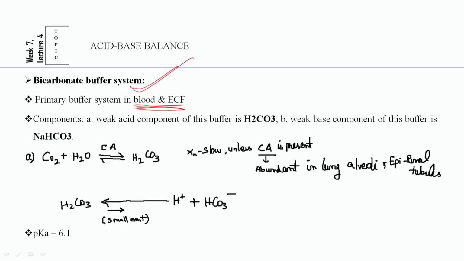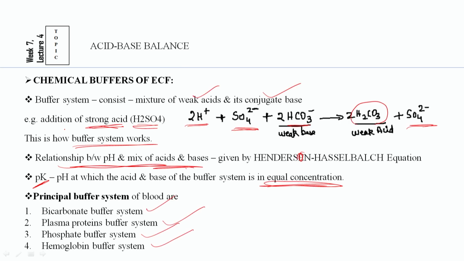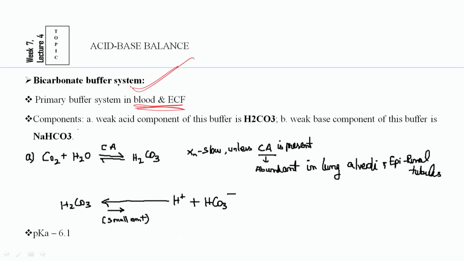Then what are the components? You can see in the bicarbonate buffer system there are a weak acid as well as a weak base. In the last slide I told you that a buffer system is a mixture of weak acids and their conjugate base, the same. That's why here I wrote the components. The weak acid component of this buffer is carbonic acid, H2CO3, and the weak base component of this buffer is sodium bicarbonate. See here, bicarbonate is there, right?